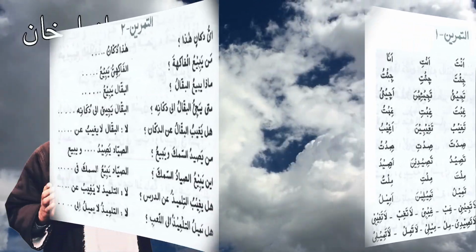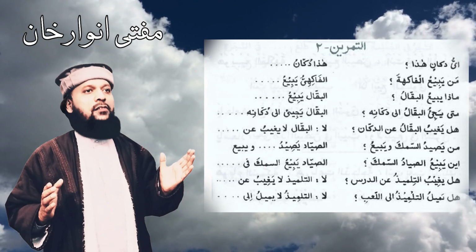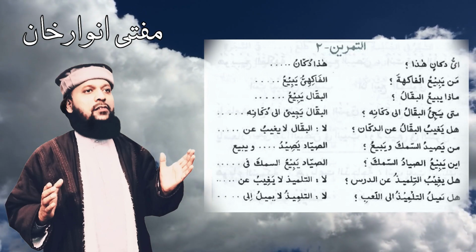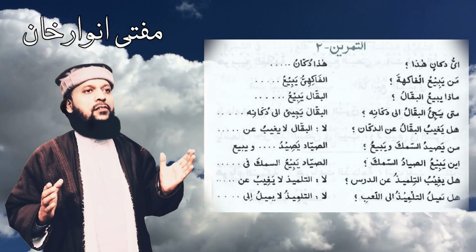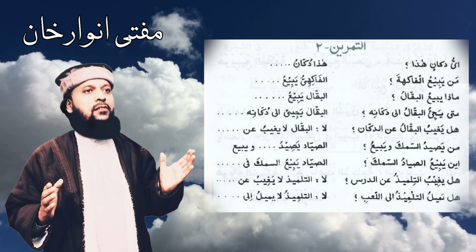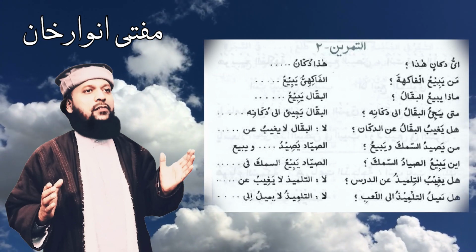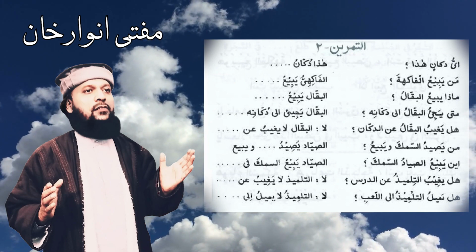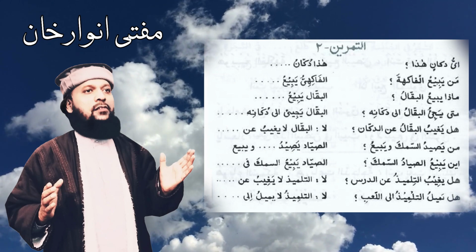And then you have Tamreen number 2. And this is very simple. Ayyu dukkanin hada? What type of shop is this? Hada dukkanul fakihi. This is a fruit seller shop. So we have to fill here al-fakihi. Basically, our job is to fill in the blank with an appropriate word. Man yabi'ul fakiyata? Who is selling the fruits? Al-fakihi yabi'ul fakiyata. The fruit seller is selling the fruits.